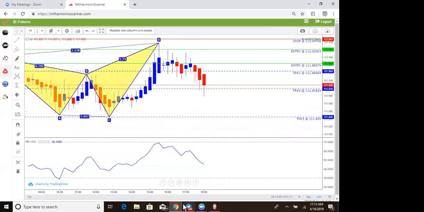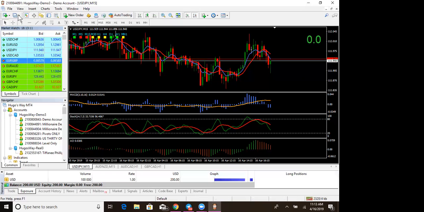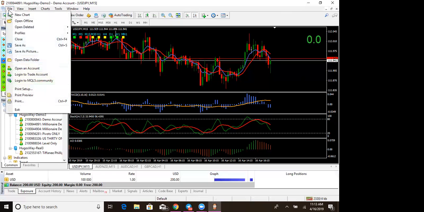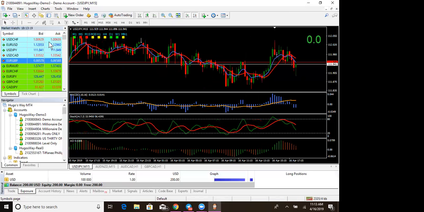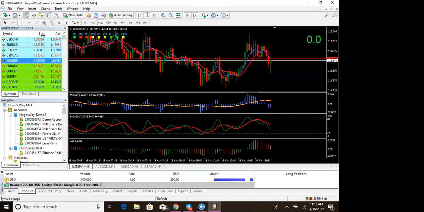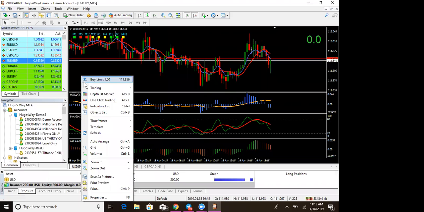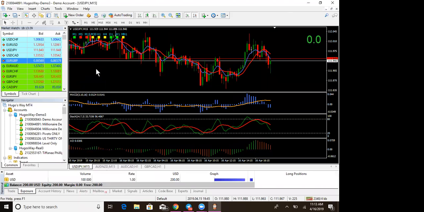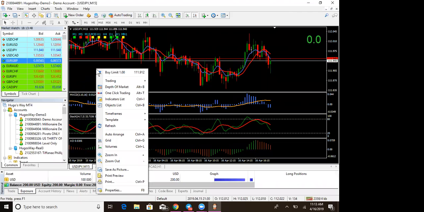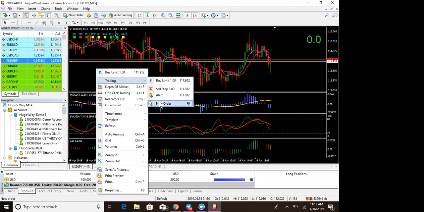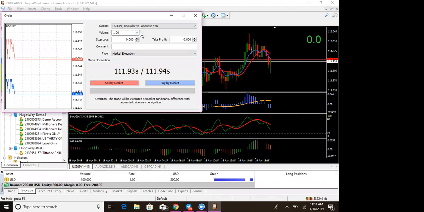So let's say we wanted to enter a market execution from our desktop. Not a problem. So we can go here. We can enter a new trade. We're going to come here to new order. And we want to put our lot size in. So we're going to do a 0.01, right?